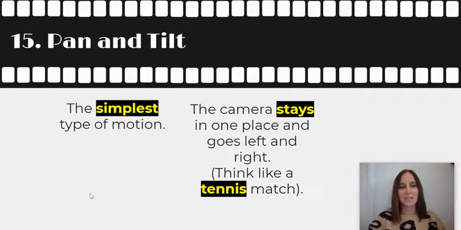A pan and tilt is the simplest type of motion. The camera stays in one place and goes left or right. Think like a tennis match. Here, here, here, here.